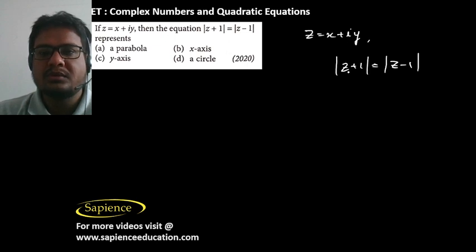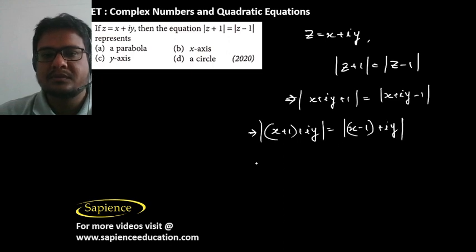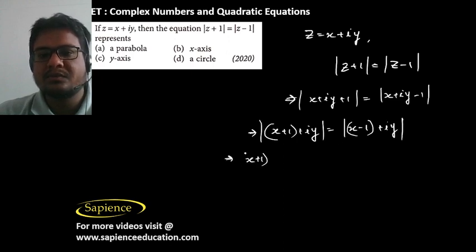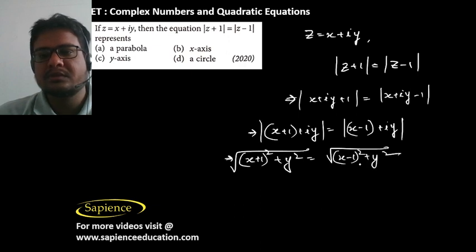So if we put the value of z, which is x + iy, then we will get mod of (x + iy + 1) is equal to mod of (x + iy - 1). So that will be equal to mod of (x + 1 + iy), that will be equal to mod of (x - 1 + iy). So this will be the square root of (x + 1)^2 + y^2, that is equal to the square root of (x - 1)^2 + y^2.